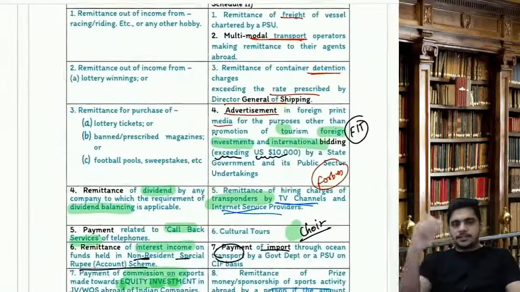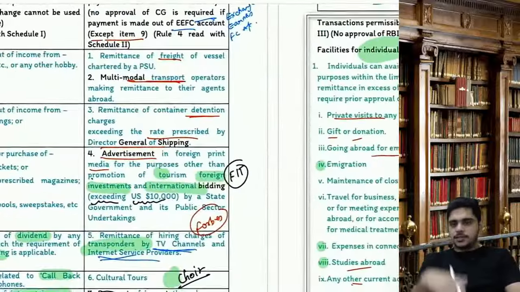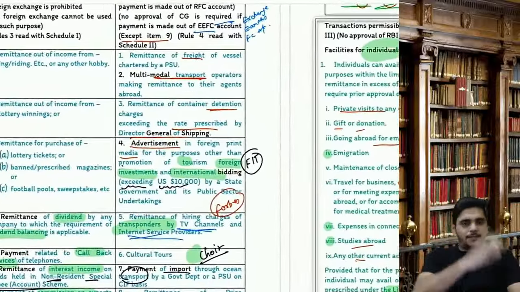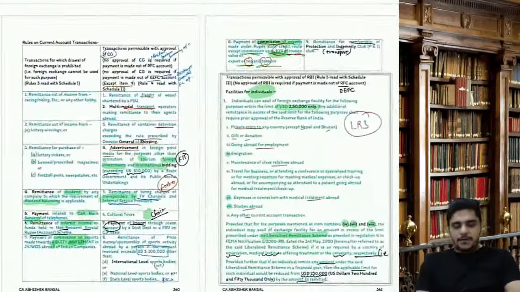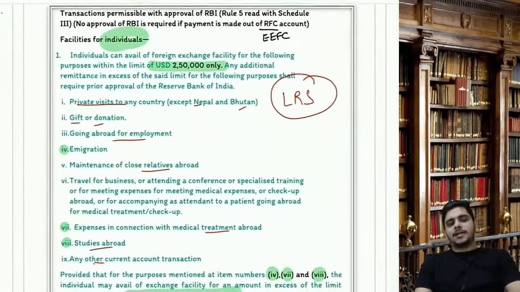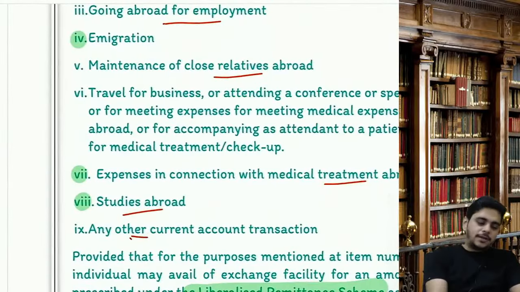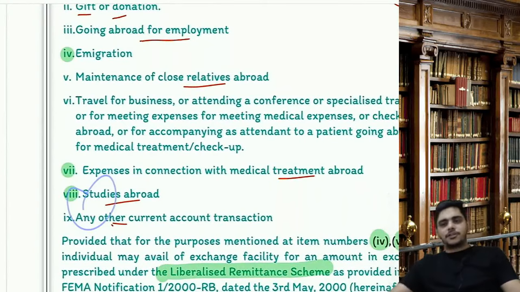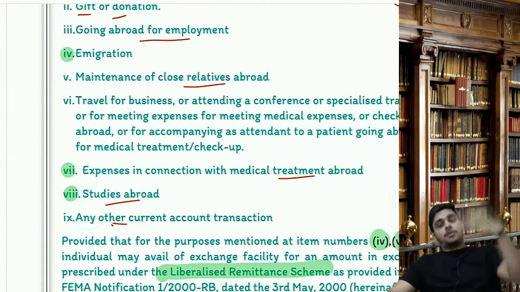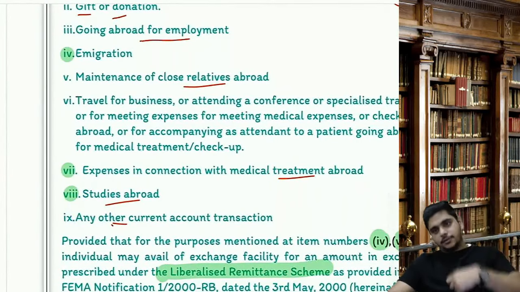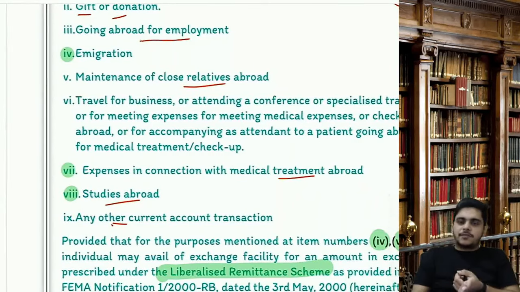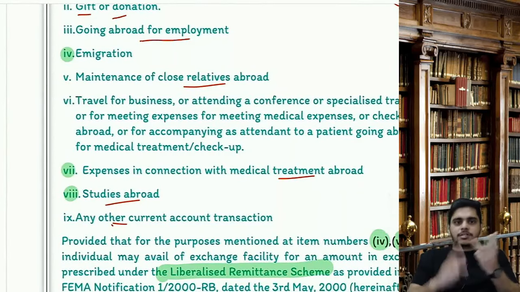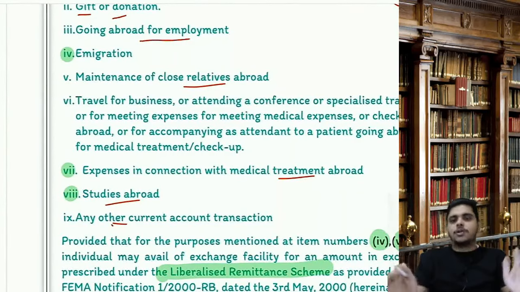So this list is there: CGK, bad work, transportation is in the prohibited list. Basically transportation, RBI has given a 2,50,000 LRS, Liberalized Remittance Scheme. However, if you are using the money for immigration, medical treatment abroad, or studies abroad, 2,50,000 is not applicable. On the basis of the estimation from the immigration country, the doctor abroad, or the university, you can transfer more than 250 also.